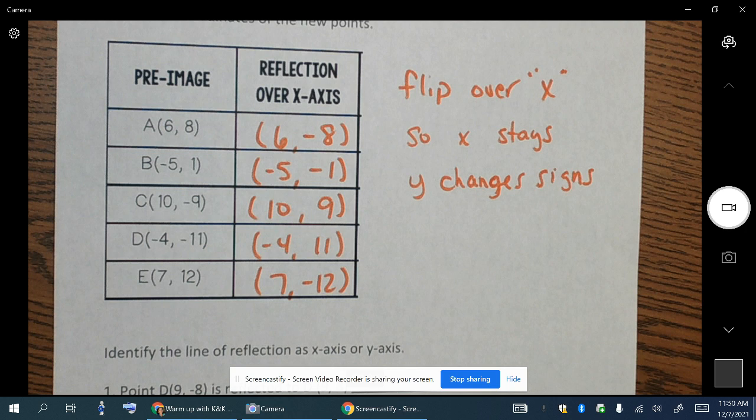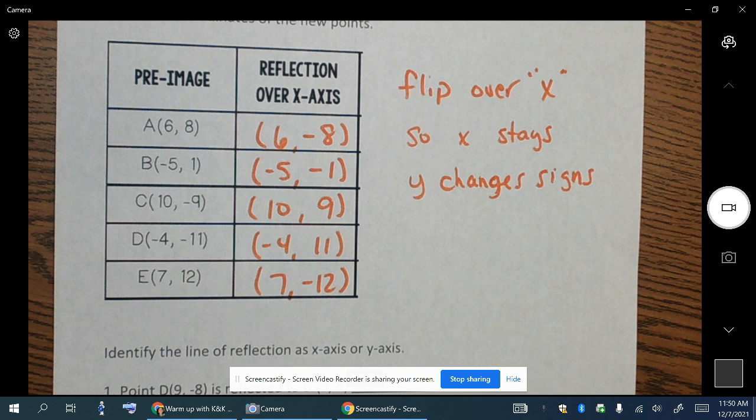How did I not get what? Negative 6. When I flip over the x, what happens? Your x stays the same because I'm flipping over the x. So my x was already positive 6, that's why it stayed positive 6. How do we know if we're flipping x or y? What does it say at the very top? Reflection over x, so the x would always stay the same if it flips over the x.